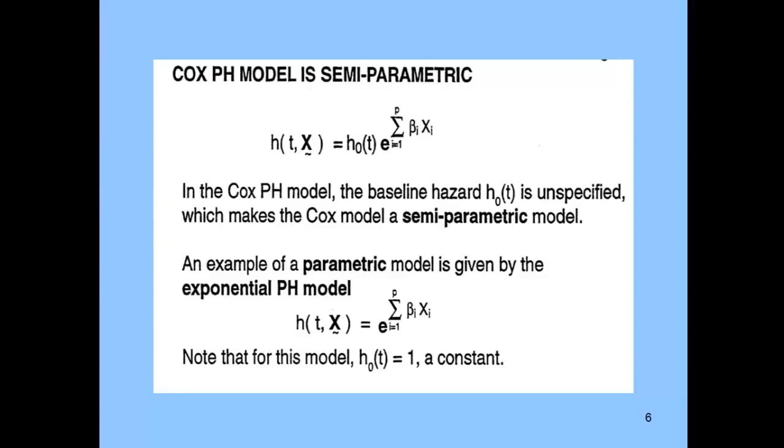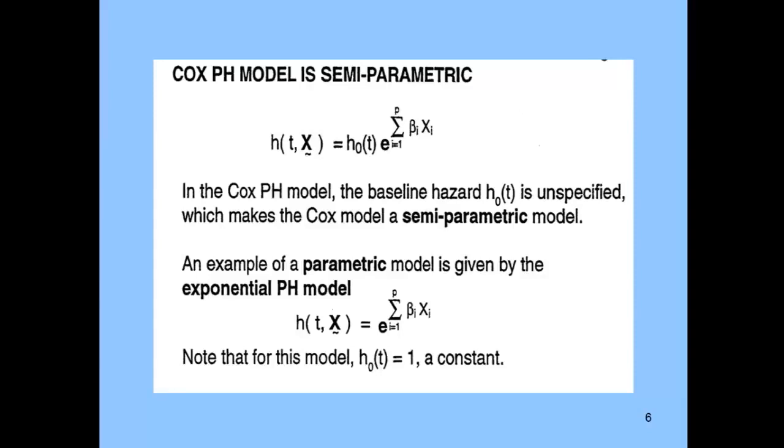It's a function of time, doesn't involve the x's, and it's a function that's left unspecified. Other than saying it's a function of time, when you write this model, you don't write any particular model formula for the function. For example, you don't write h naught of t equal t squared. You just leave it as an undefined function of time.